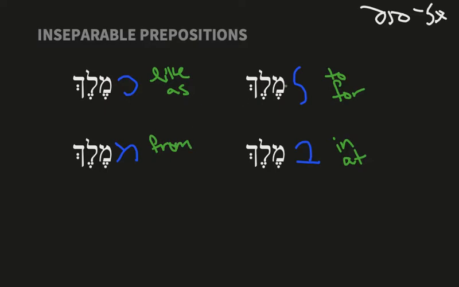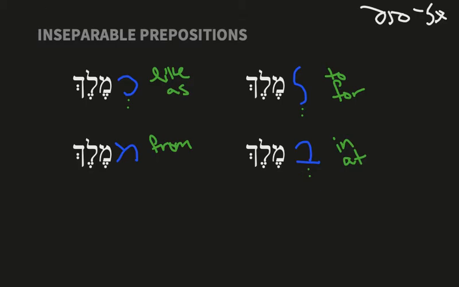When these inseparable prepositions are attached directly in front of a noun, they usually have a shva at the beginning of them. However, sometimes, as in before compound shvas, or in words that begin with vocal shvas, they will change their vowel, but that's not really a big deal because we know how to handle that.